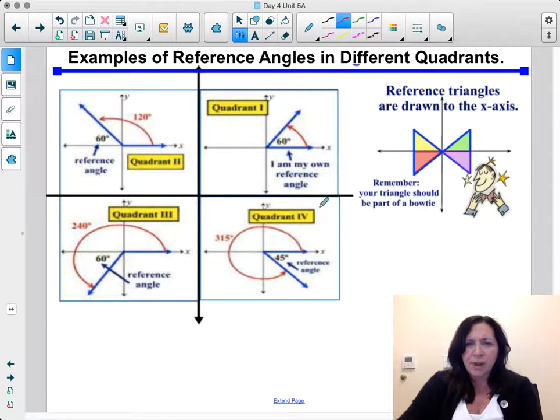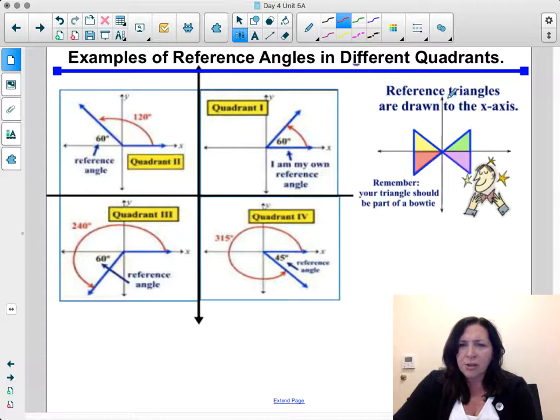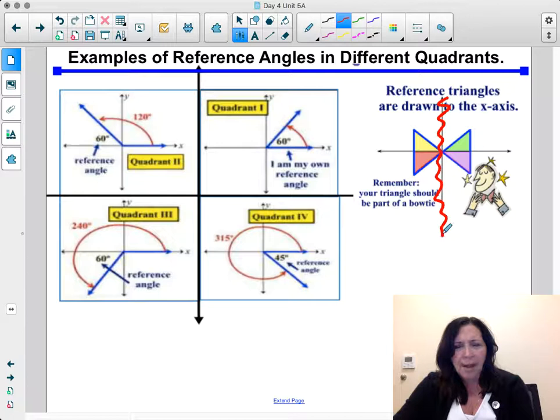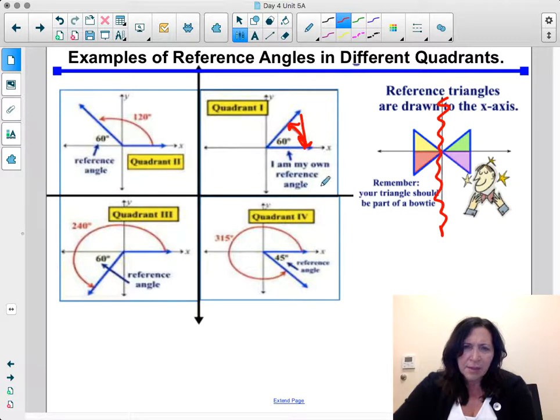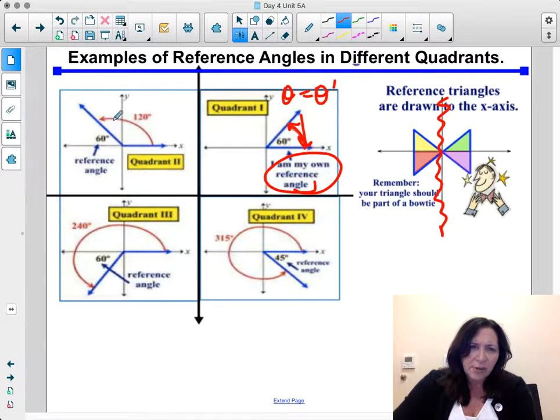And I just talked to you about reference angles in a previous slide. Remember, I want you to notice no triangles are on the y-axis. Everything goes back to the x-axis. So if I have a 60-degree angle, my reference angle is the same value. Theta is equal to theta reference. In quadrant 2, your reference angle is this right here. So that's going to be 180 degrees minus whatever theta is.